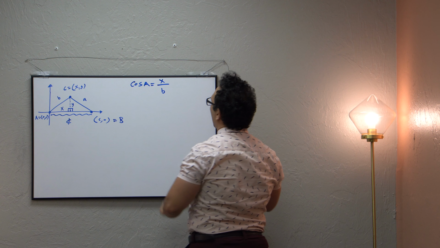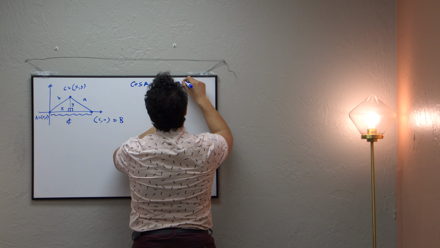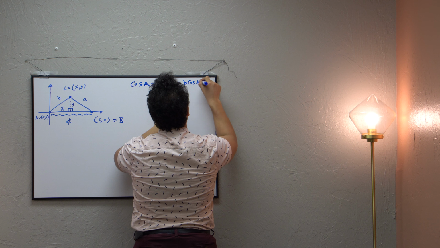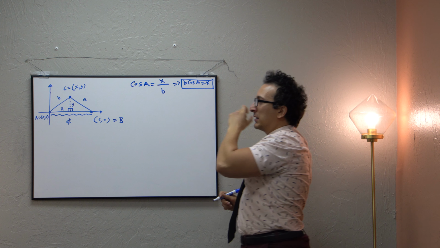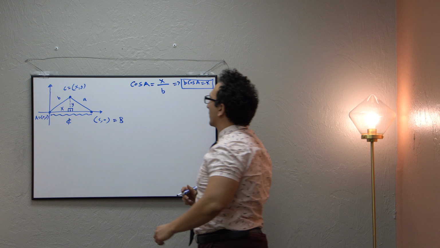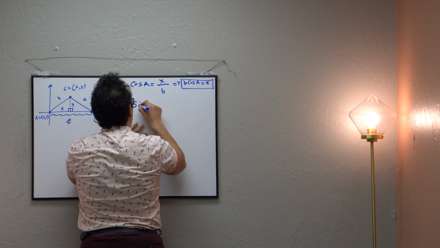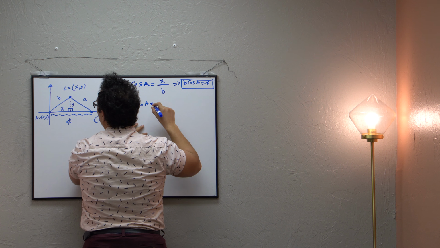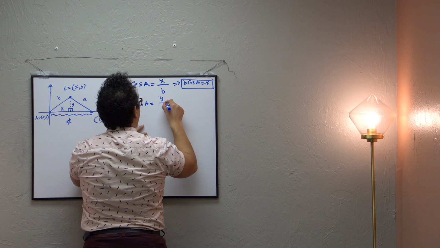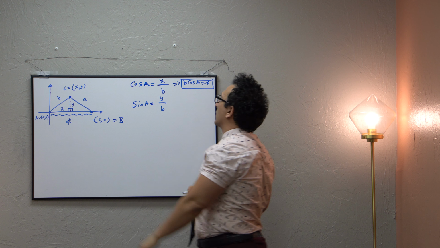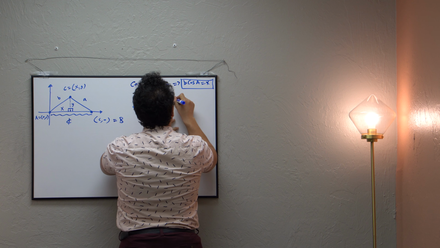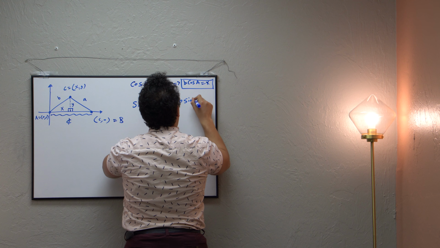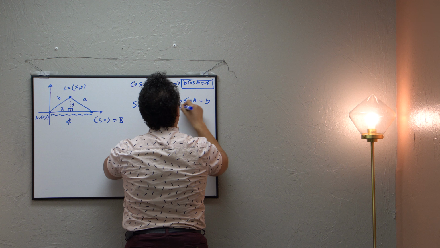So notice that I can solve for x by multiplying both sides by b, and I get b cosine of capital A is equal to x. We're going to remember this guy here. Now notice that I can take the sine of this angle A. Sine of capital A is equal to opposite, which is y, divided by hypotenuse, which is our little b. And notice that we can solve for y. This implies b sine of capital A is equal to y.